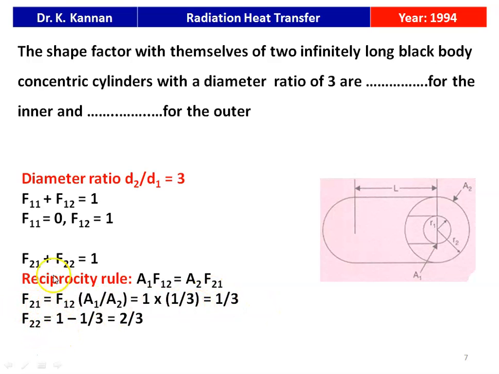F22 equal to, from this equation, F21 plus F22 equal to 1. So F22 equal to 1 minus 1 by 3 equal to 2 by 3. So for the inner cylinder, F11 equal to 0. For the outer cylinder, F22 equal to 2 by 3.